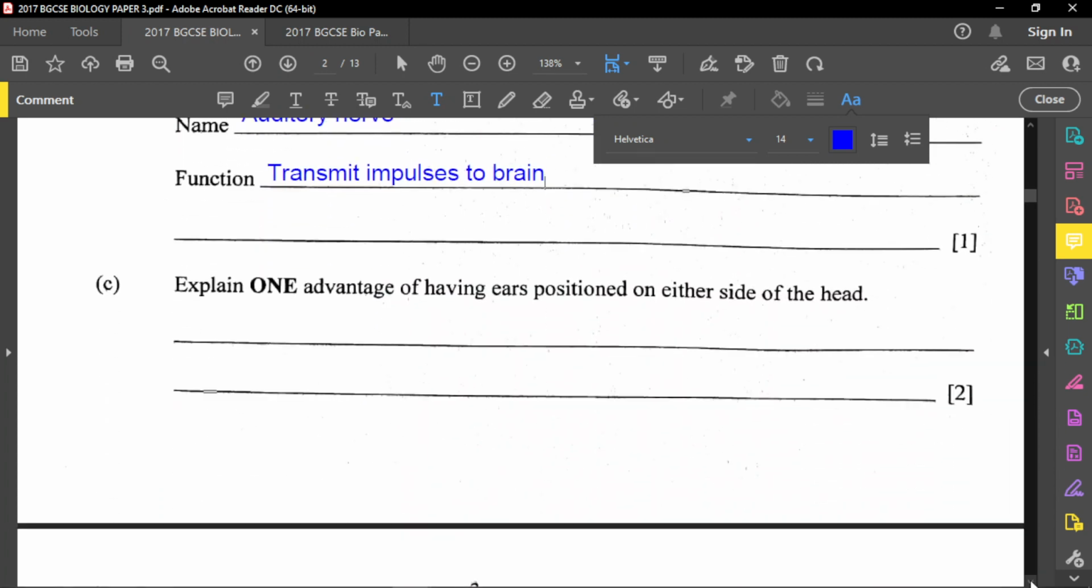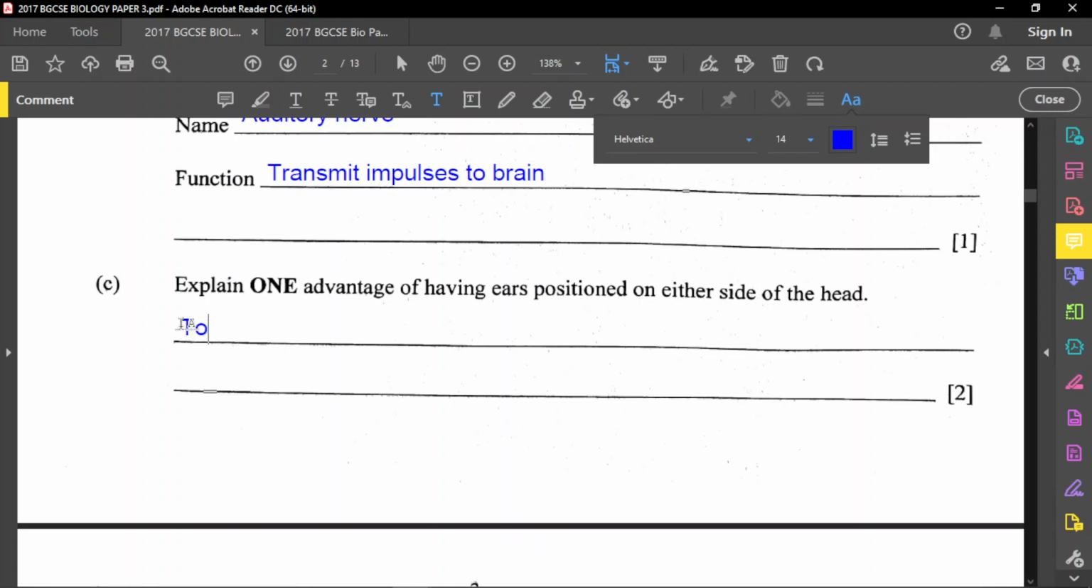However, part C is to explain one advantage of having ears positioned on either side of the head. Instead of having only one ear, like in front of you in the forehead or at the back of your head, why do you have it on 2 sides? It makes plenty of sense. It is really to detect a wider spectrum of sound. Let us put that right here.